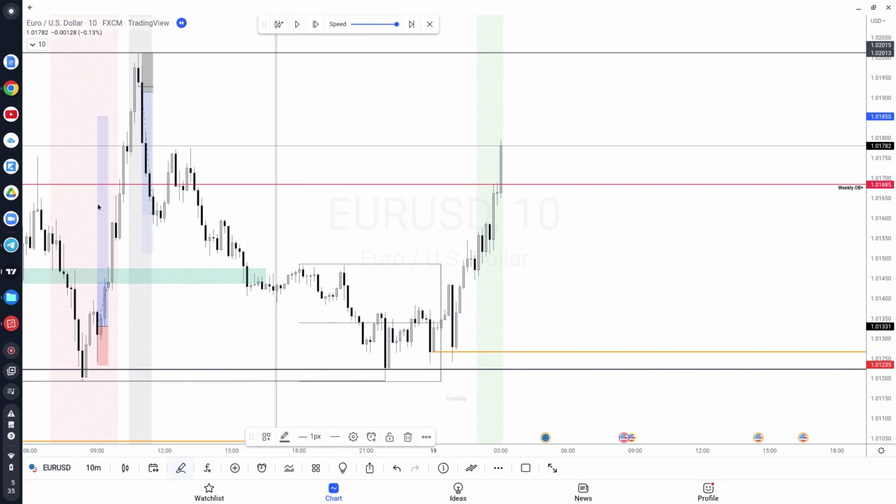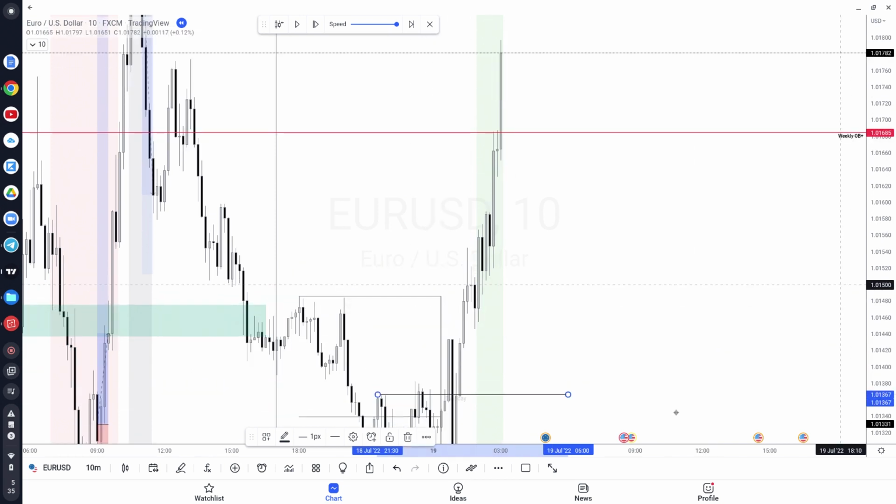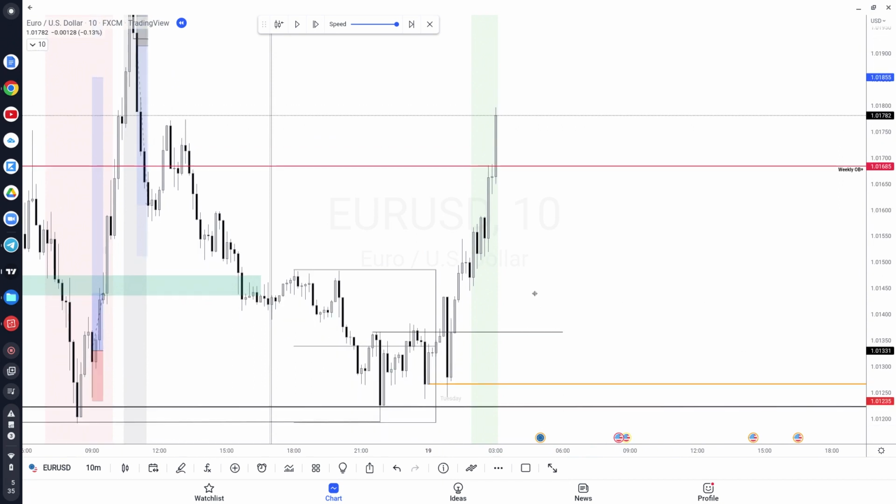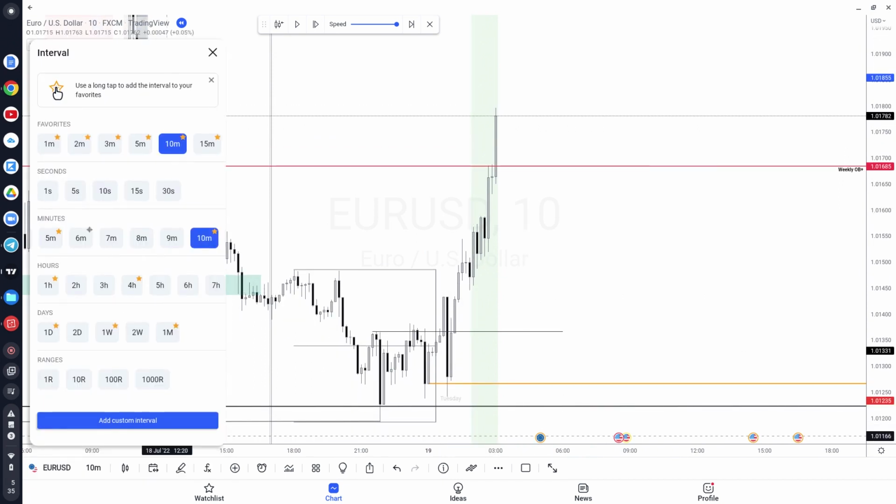Remember, we're trading with the higher time frame order flow. So here's a market structural shift right here. And maybe this comes down to a fair value gap, but this is not even in the kill zone, so I'm not going to focus on that. This is at 2 a.m., so I'm definitely not trading just yet.